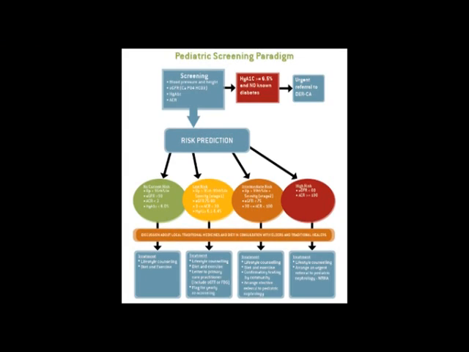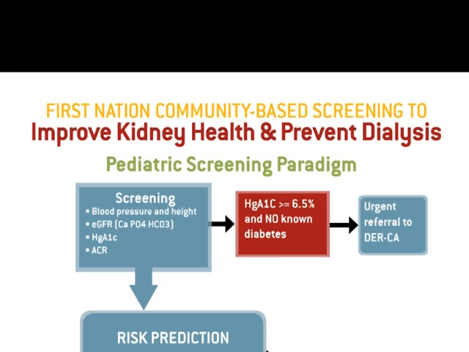As the risk equation has not been validated in children, we can't apply it to kids at this point. Therefore, all children between 10 and 18 years of age will be triaged according to more traditional parameters. The first one is their hemoglobin A1C. So if it is above or equal to 6.5%, then the recommendation is an urgent referral to the Diabetes Education Resource for Children and Adolescents here in Winnipeg.